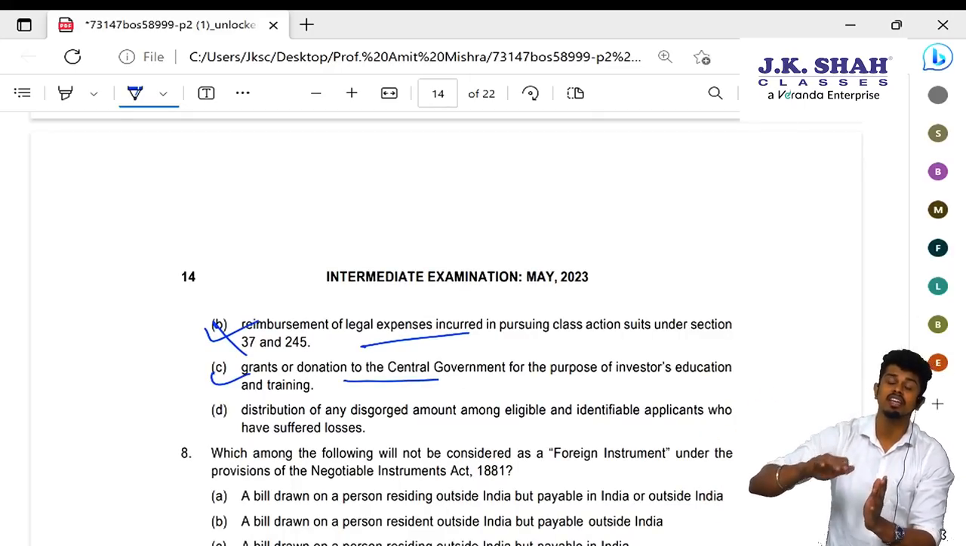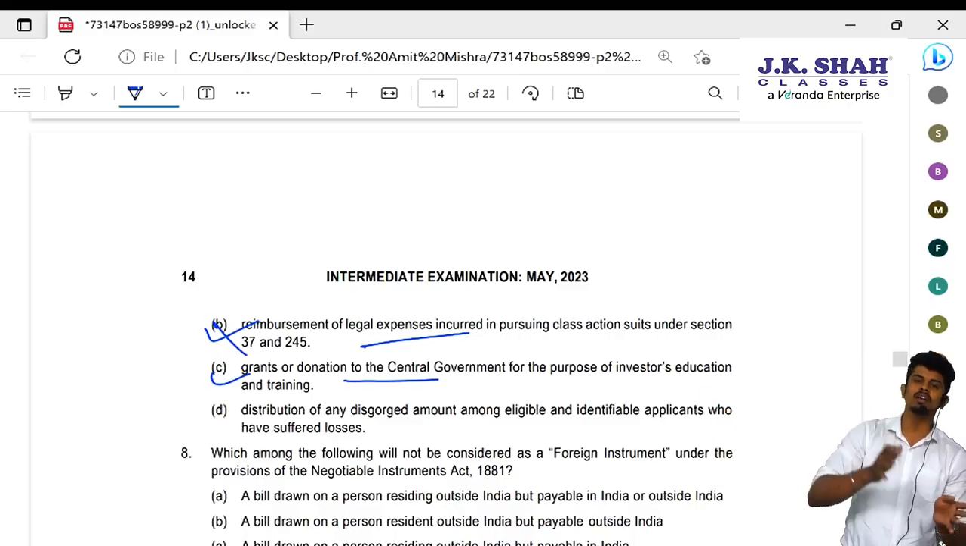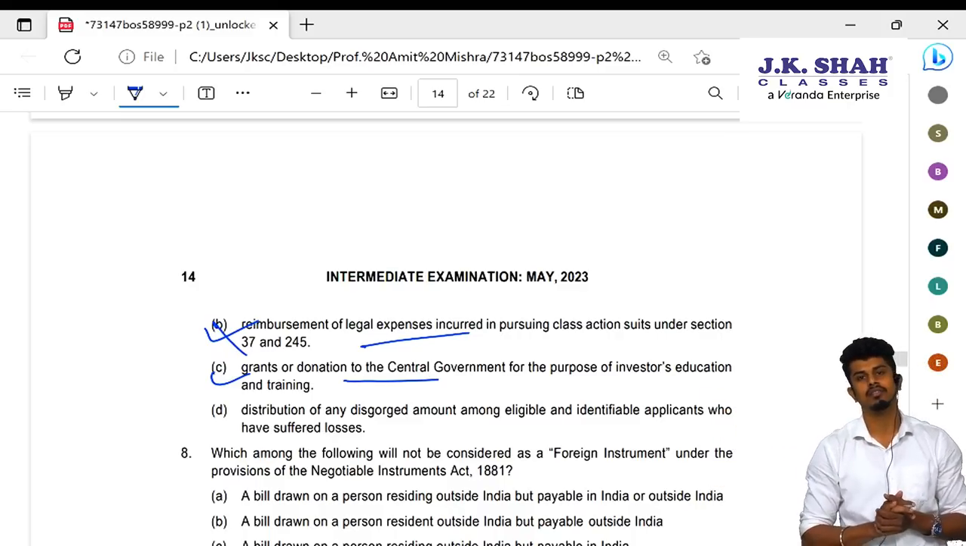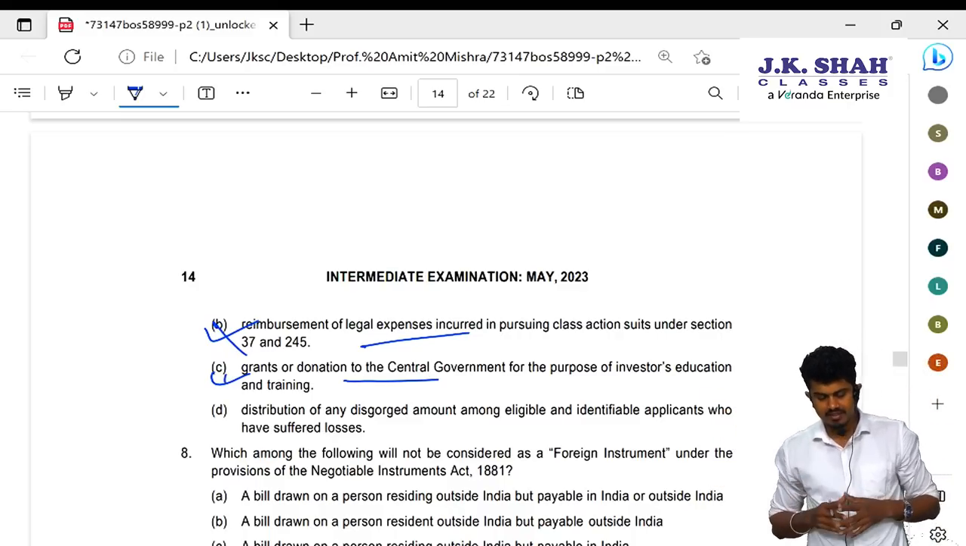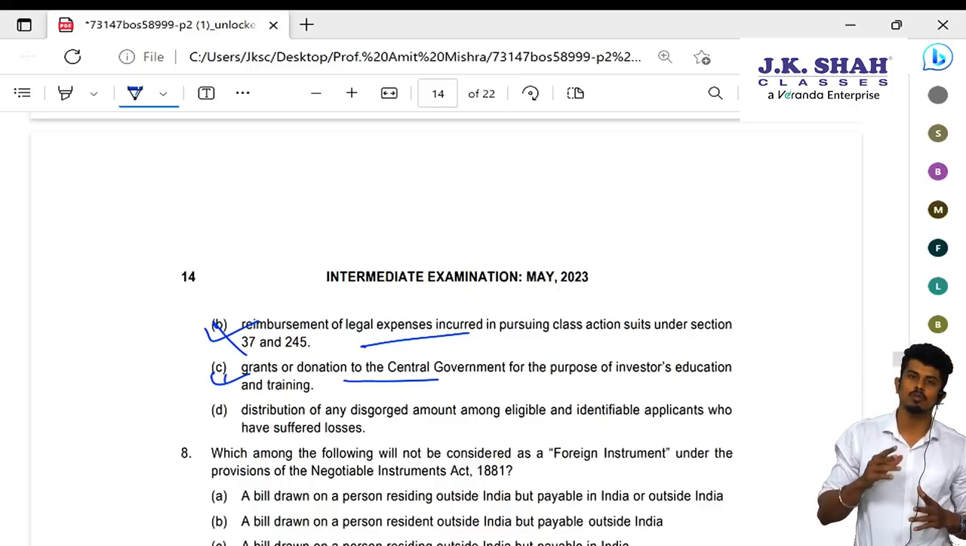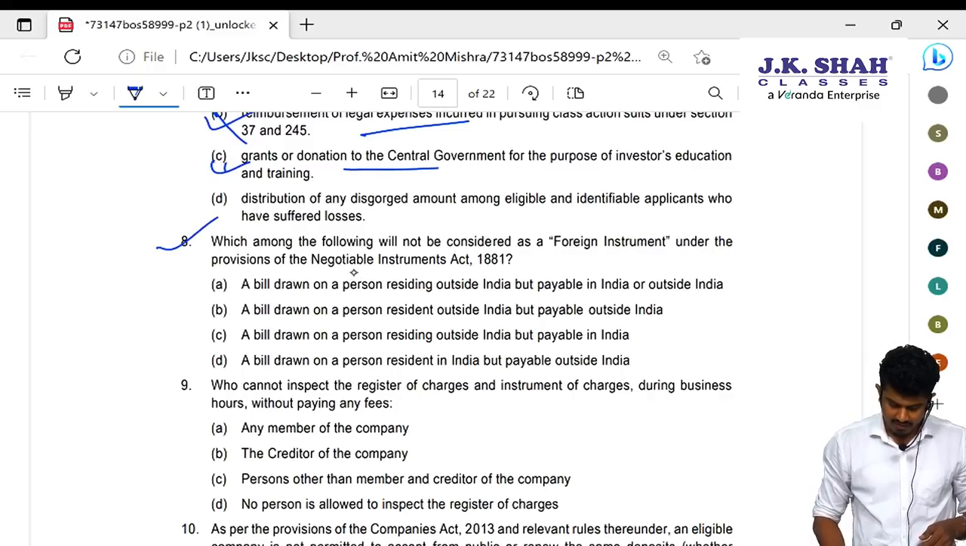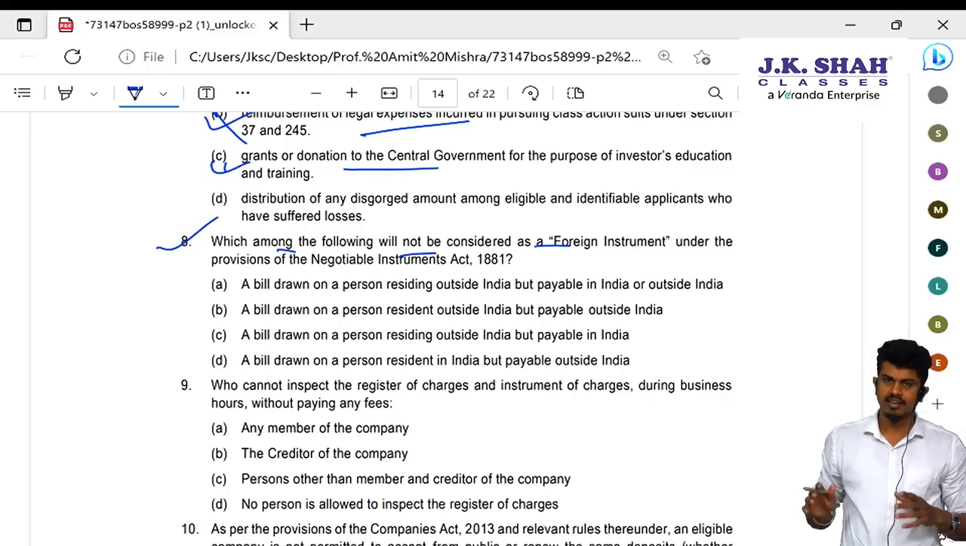IPF does not give grants or donations to the central government. Central government gives grants and donations to IPF. So therefore, the correct option will be option C. The amount which is accumulated in IPF cannot be used to give donations to government. Easy.